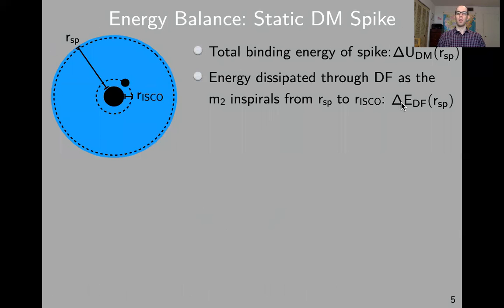And this is what I'm denoting by delta E dF. But there's only so much available energy that can be dissipated before the dark matter particles scatter and become unbound from the system. That's given by the binding energy of the system, delta U dm. So when delta U dm is of the order delta E dF, then that would mean that as the object inspirals, it would significantly disrupt the spike, and one should therefore not assume the spike is static throughout the inspiral.